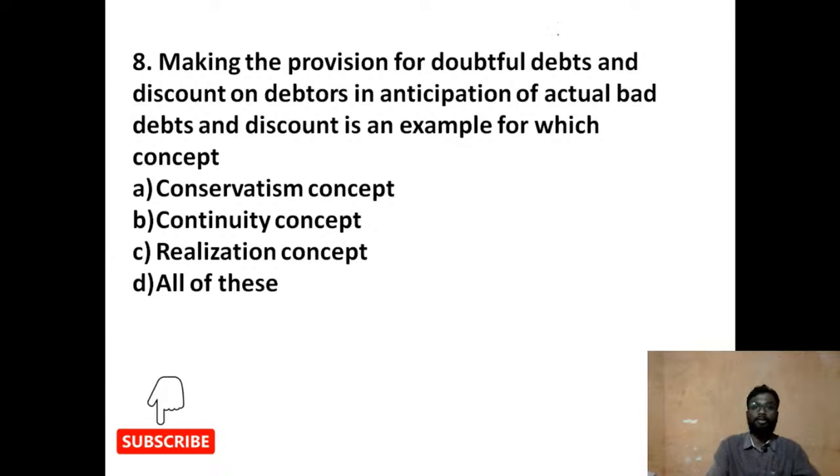Making the provisions for the doubtful debts and discount on debtors in anticipation of actual bad debts and discounts is an example for which concept?